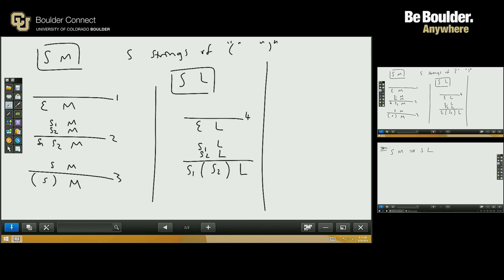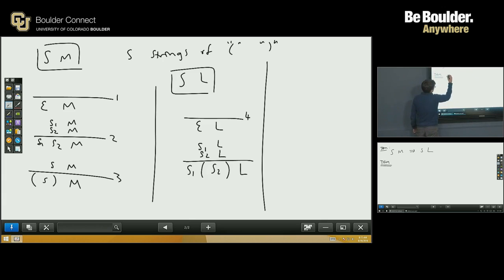Let me write this statement again. It's not quite this statement. We're trying to prove this, and then in the process, we decided that we needed another inductive proof: if S1 is in L and S2 is in L, then S1 concatenated with S2 is in L. Is that how it was stated? Yep. Of course, I'm doing the thing I usually do where I write way too big.